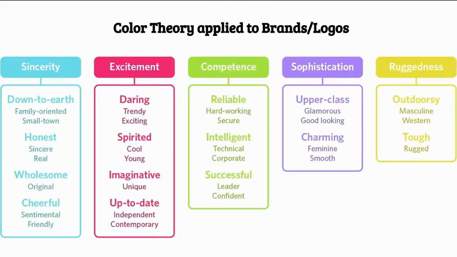All right. So in general, blue, when we look at blue, we think of down to earth, honest, wholesome, cheerful. When we look at red, we think daring, spirited, imaginative, up to date. When we look at green, we think competence, reliable, intelligent, hardworking, successful. When we look at purple, we think upper class, charming, glamorous, feminine, sophisticated. When we look at yellow, we think outdoorsy, masculine, tough, rugged. So those are just general things, not always true. I will also tell you that orange, we always think of food. And so that's why when you go into fast food restaurants, a lot of times you see orange because the color orange makes us hungry.